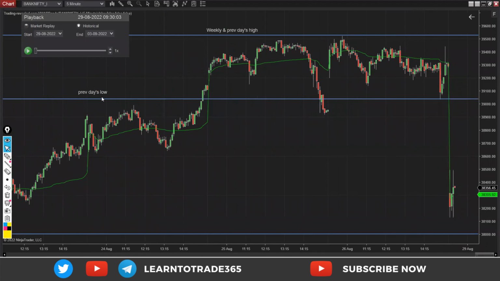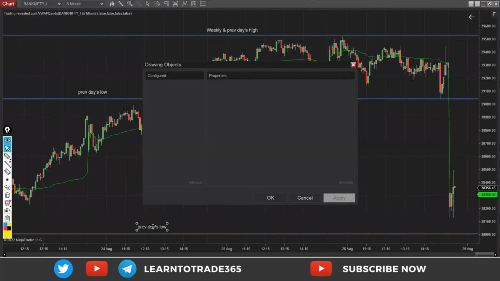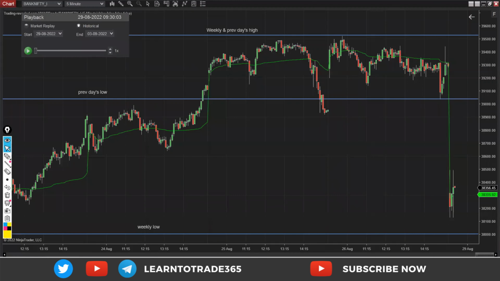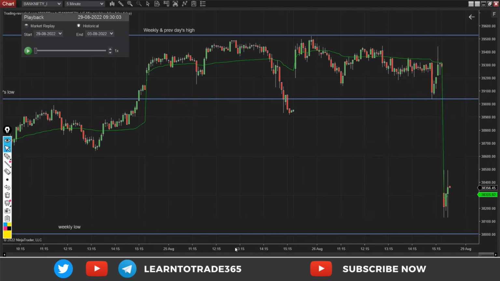Okay, and next, what is the level? Yeah, weekly ka low. Clear enough? Weekly low. Okay, fantastic. Three levels marked. Fantastic, clear. So now simple things are marked.